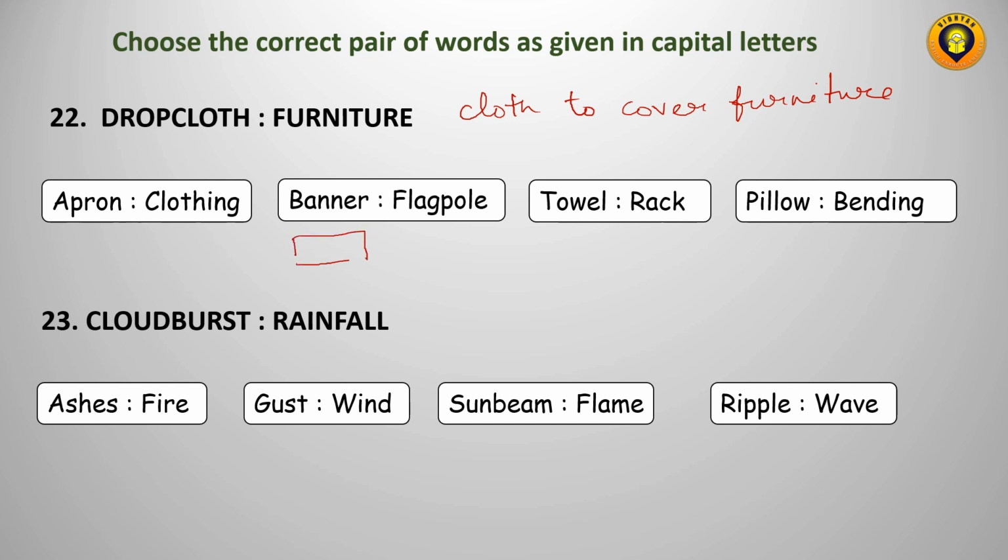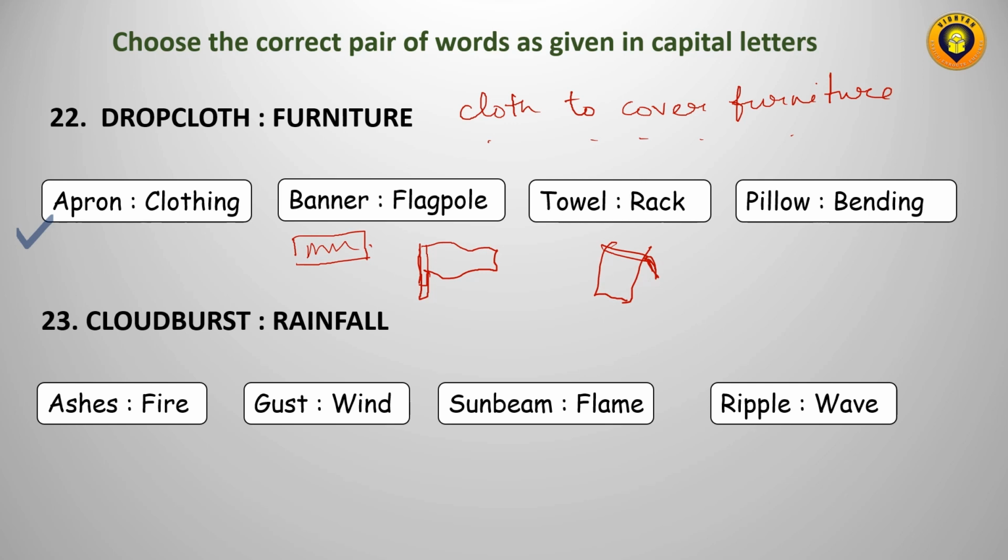Banner, we all know banner looks like this. Okay, something has been written. Now flagpole is this pole on which a flag is hoisted. Now, towel, we all know that we hang a towel on a rack, right? Now, pillow and bending are totally different. Bending is bend and pillow is totally different. So, since here the relation is to cover something, among the four of them, only we can find apron and clothing, because apron covers the clothing so that it doesn't get spoiled.